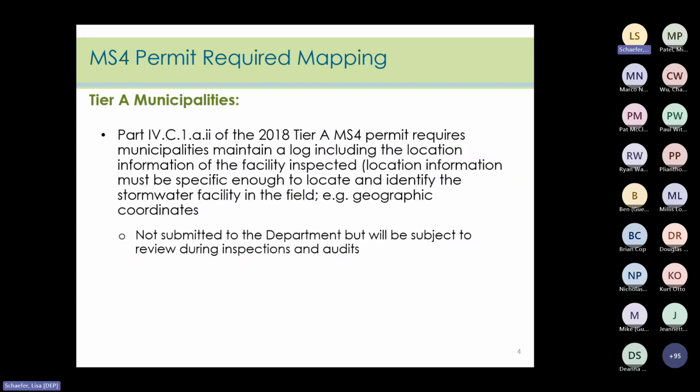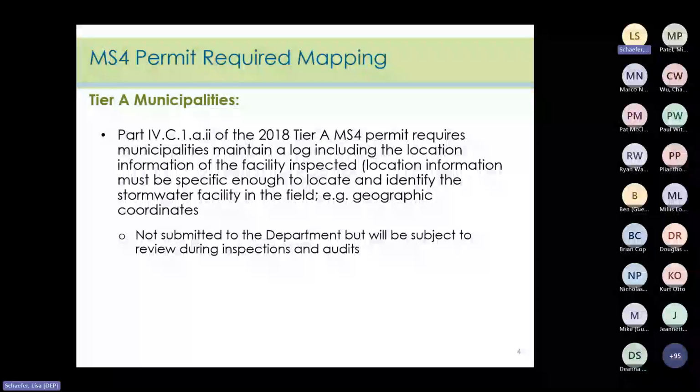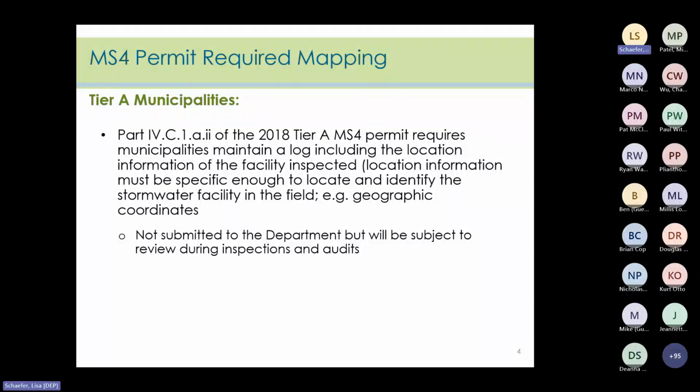So additionally, the 2018 permit required TRA municipalities to maintain an inventory of all stormwater facilities that they own or operate. The inventory must include location information as well as information about the individual facility. Now, while this is not required to be submitted to the department, it is reviewed during routine compliance inspections and audits.